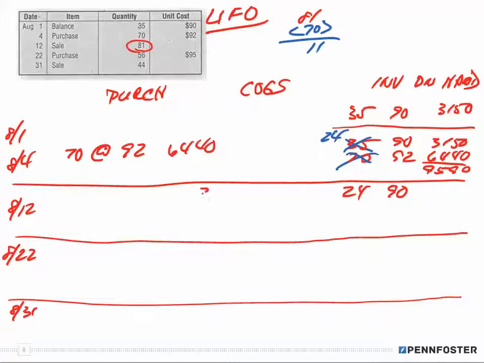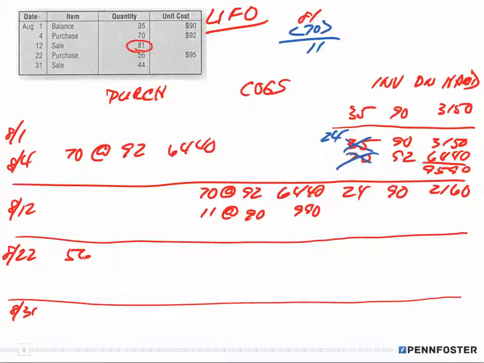Because we're taking out 70 at 92, which is 6,440, and we're taking out 11 at 90, which is 990. Okay, and so we have a remaining 24 at 90, which ends up being 2,160 is the value of our inventory when we make that sale.